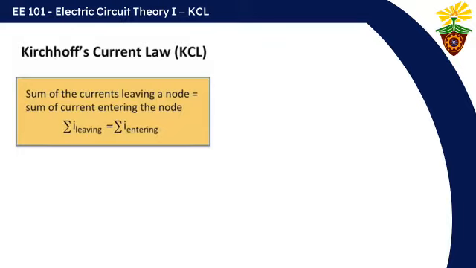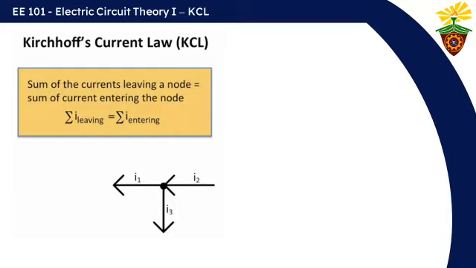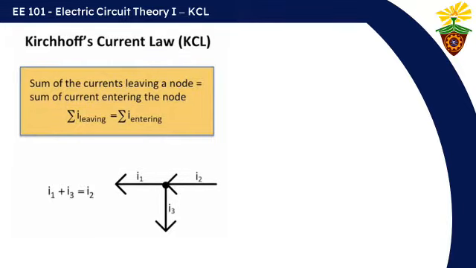Now, let's illustrate that. So here, we've got a node, and we've got 2 currents leaving it, I1 and I3, and 1 current entering, I2. So the equation is I1 plus I3, those leaving, is equal to the 1 entering, since we've only got 1.